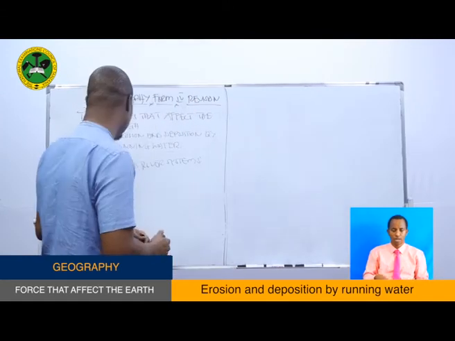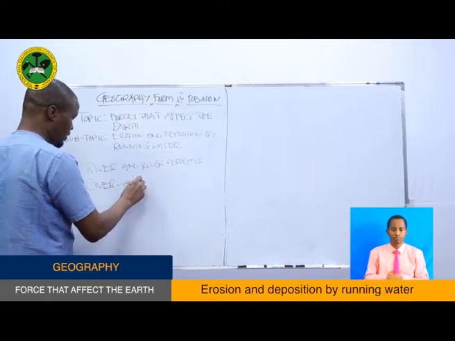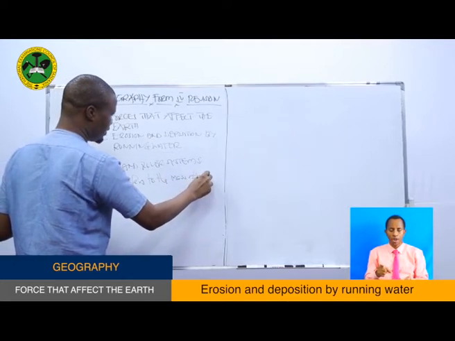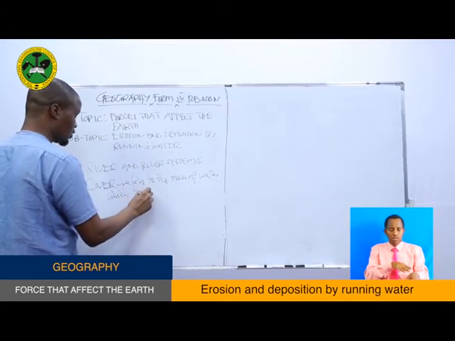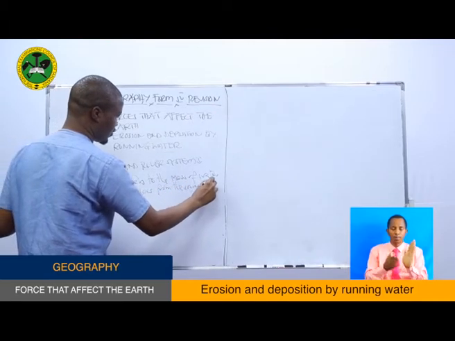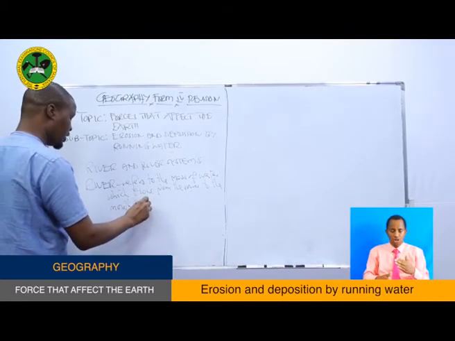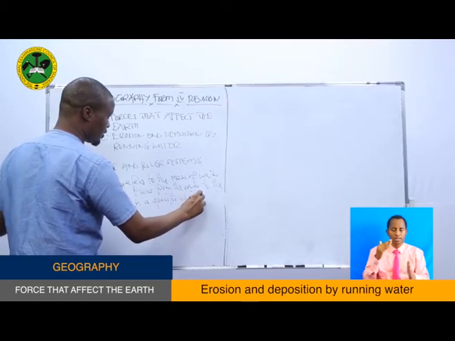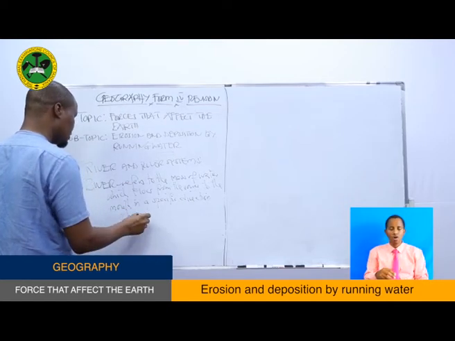So let's see what is a river. River refers to the mass of water which flows from the source to the mouth in a specific direction or in a specific channel. This is what we call a river.